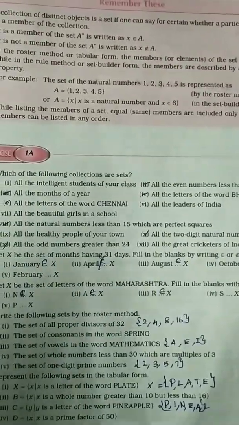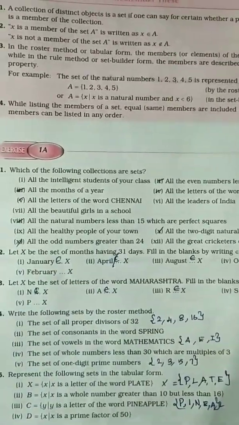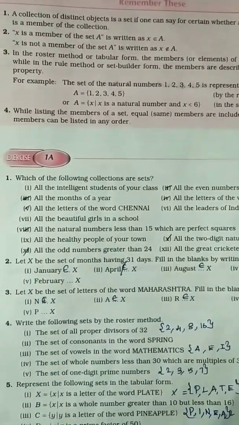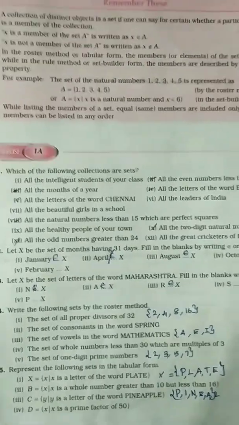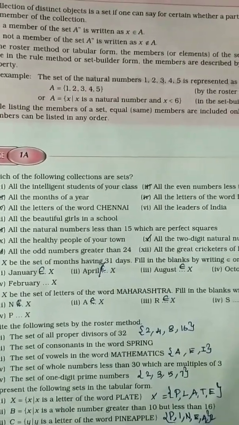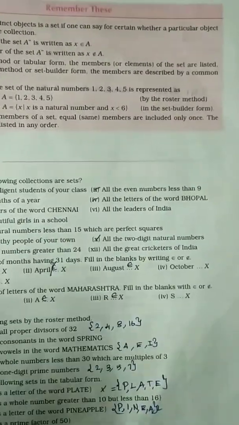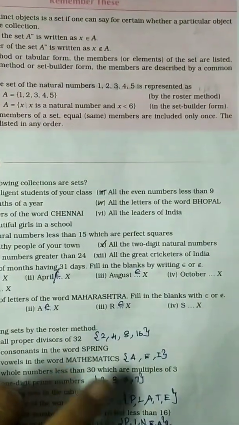2 table, 4 table, 8 table, 16 table, it will come. And even one tip. So divisors they are asking, so we are starting from 2. Third subdivision is the set of vowels in the word mathematics. In mathematics, what are the vowels there? A, E, I, O, U. These are the vowels. In mathematics, you have A, E and I.